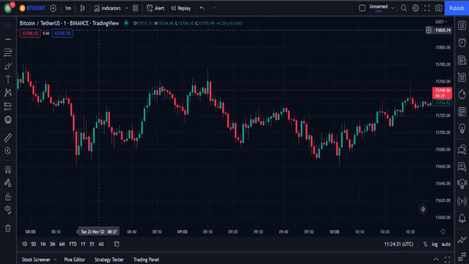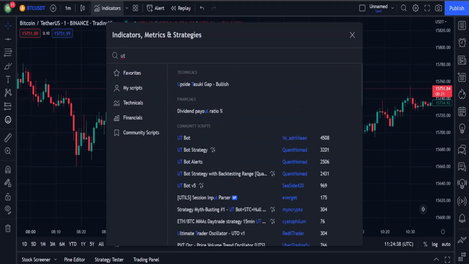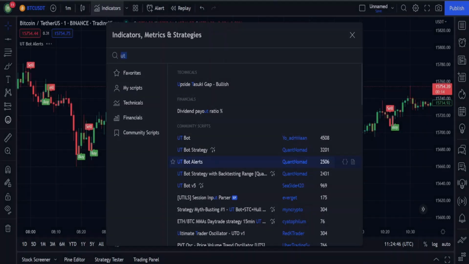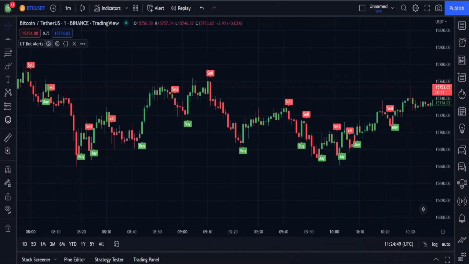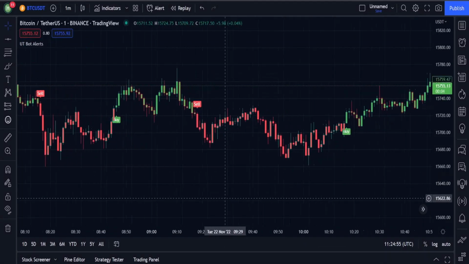So first of all, we will need to click on the Indicators tab and add these TradingView indicators to the chart. So for the first indicator, let's search for UT bot alerts. We will add this one by Quant Nomad to our chart. The next step will be to access the settings for this indicator and change the key value from 1 to 3. This is going to be the first confirmation indicator in the strategy.